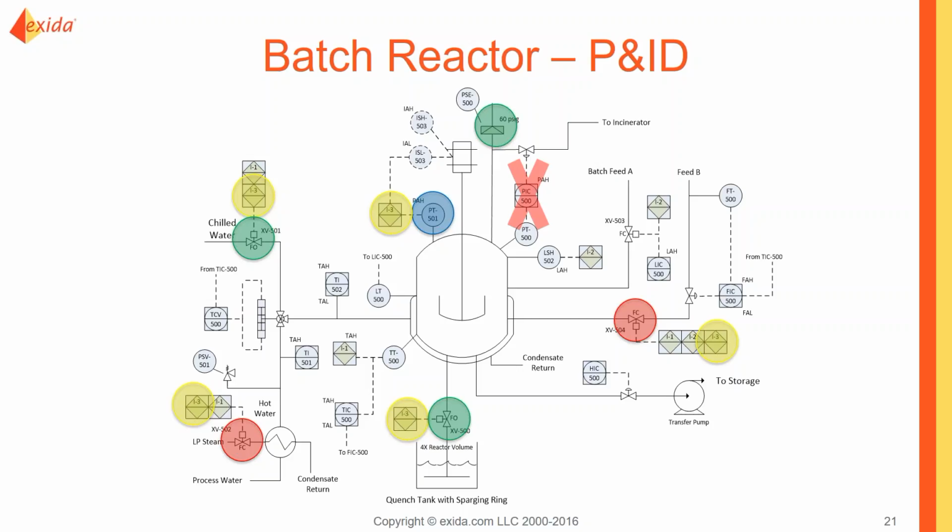There are a couple other layers of protection here. You have your rupture disk PSE 500, which will lift at too high a pressure, and you also have a few high pressure alarms in place that would notify the operator that there is a problem, and hopefully he can respond.